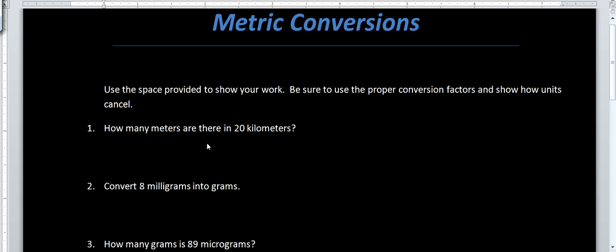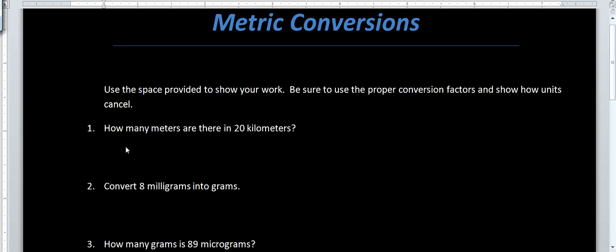Okay, so we're live, and these are the solutions for metric conversions. I'm going to do 2 videos on this, 1 through 5 and then 6 through 10.